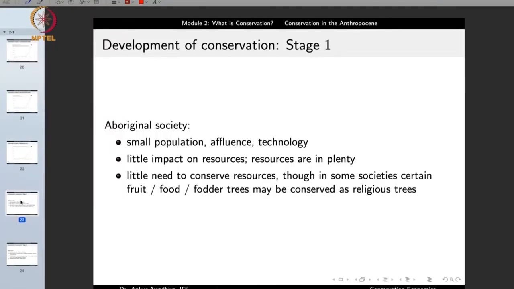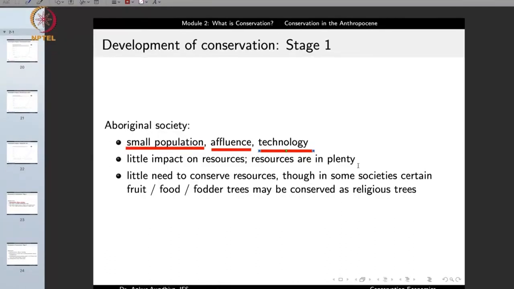Now, if we look at the impact of humans, we can divide human history into three different stages. In the early society, the Aboriginal society, we had small p, small a, and small t. Small population, less affluence, less technology. Because there was a small population, there were fewer mouths to feed, so there was less requirement of resources. Because the affluence was low, people just did not feel a need for more resources. They just did not know about resources such as air conditioners or computers. So the affluence was very low, and the technology was also missing.